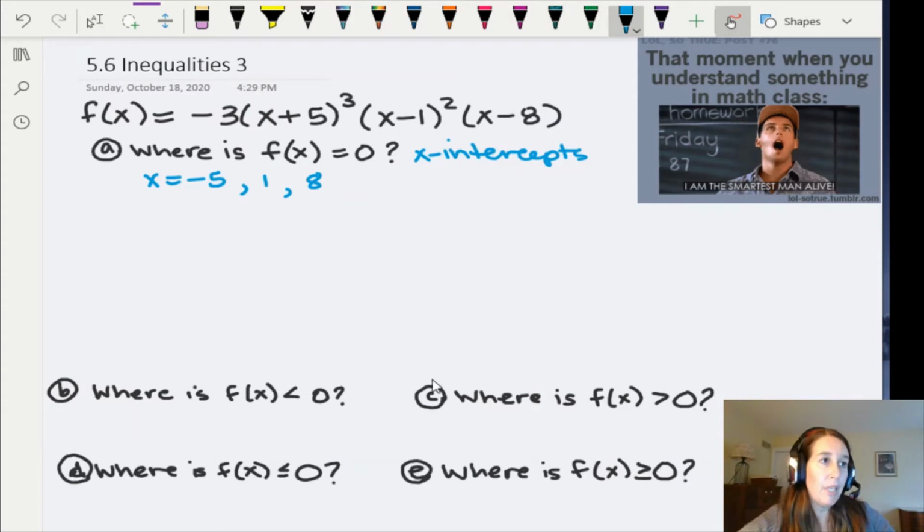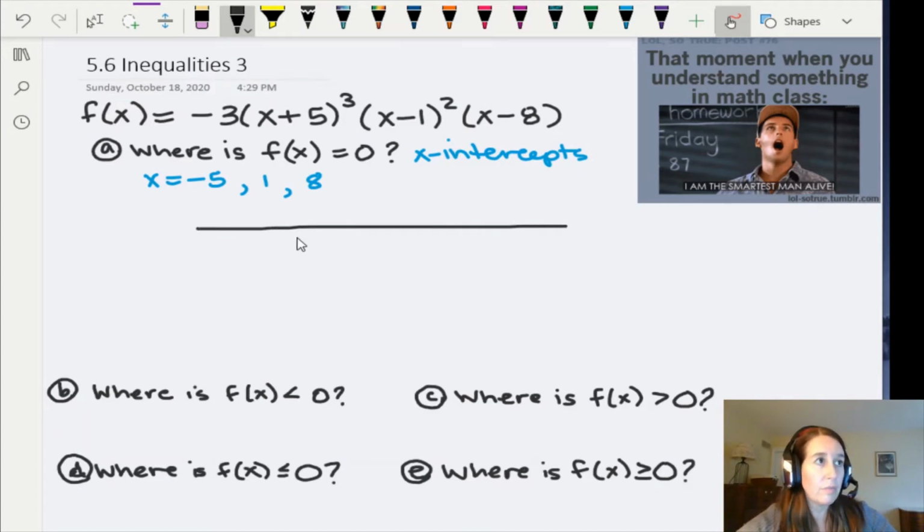To answer B, C, D, and E, I put them down here so we'd have a little more room for our sign chart. We need to make a sign chart, and that will answer all four of those all together. So we'll start our sign chart up here. We have 3 zeros to put on it, -5, 1, and 8. And it will head off to infinities at the ends.